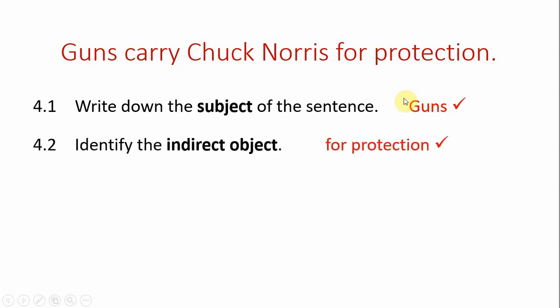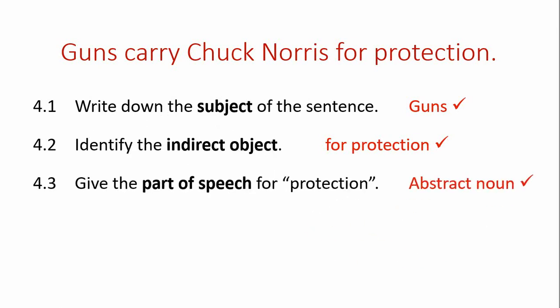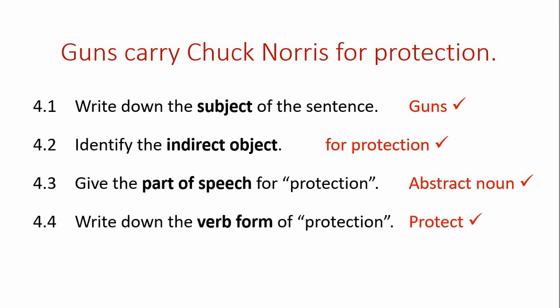4.2, identify the indirect object. How do we find the indirect object? We ask for whom, for what, to whom, after the verb, and we get for protection answers that question, so that is my indirect object. 4.3, give the part of speech for protection. It is an abstract noun. 4.4, write down the verb form of protection. Protect is what you're looking for there.